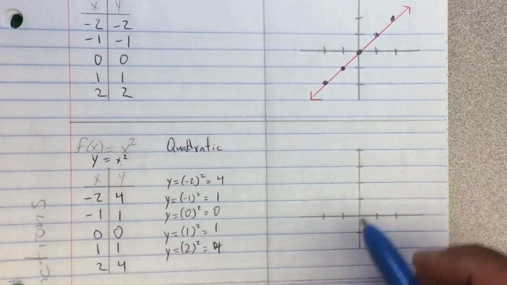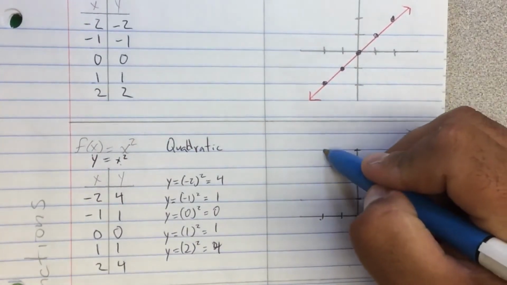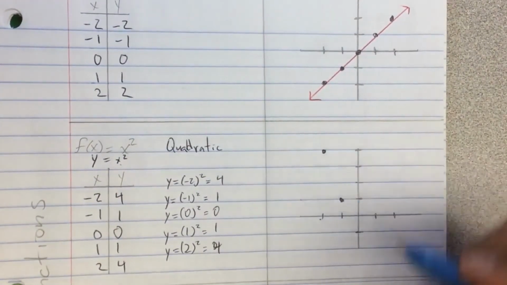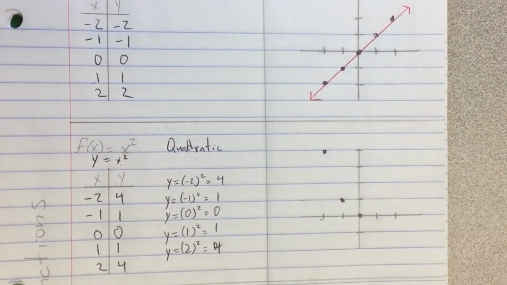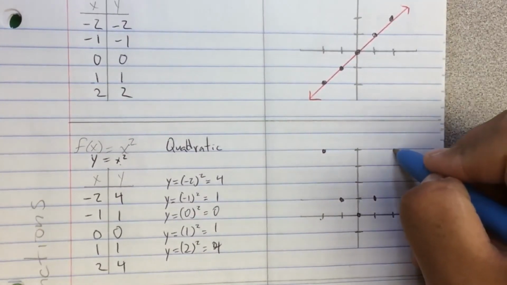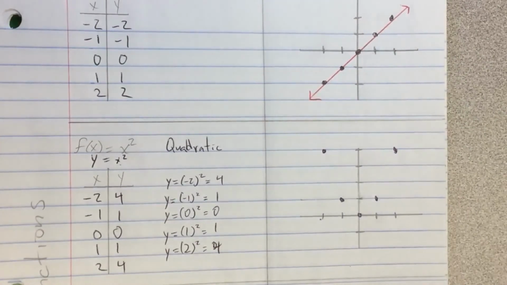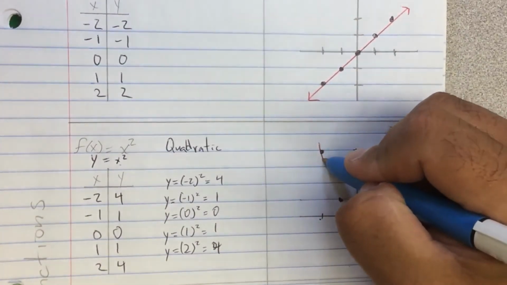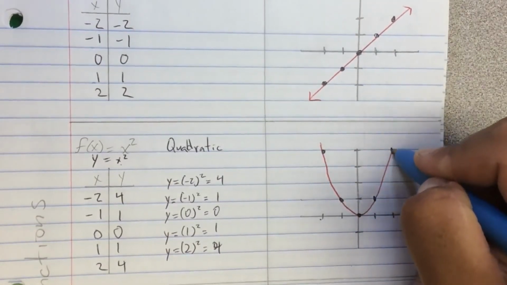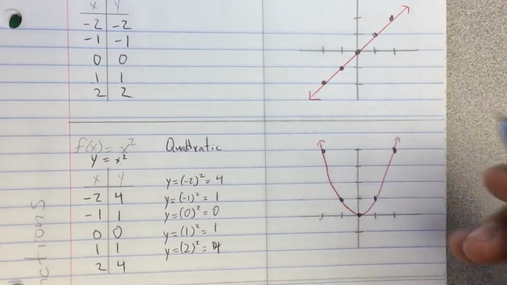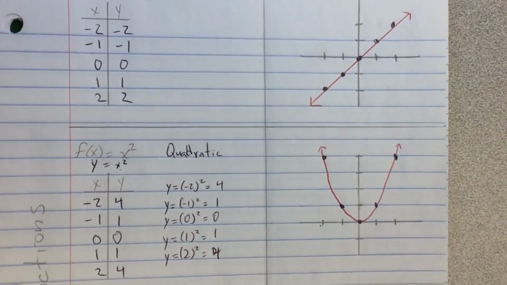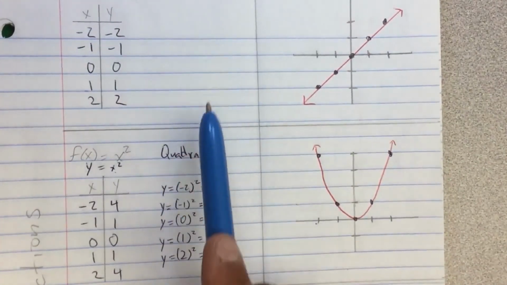We have our first one at -2 and 4. The second one is at -1 and 1. Then 0, 0, then 1 and 1, and 2 and 4. So if you see here, we have a nice parabola for a quadratic, and we have to remember our arrows because these do go to infinity. And these are our two graphs for the linear and then for the quadratic.